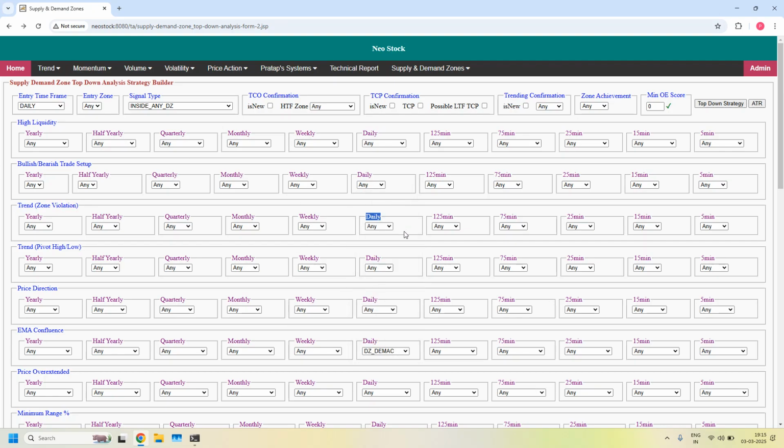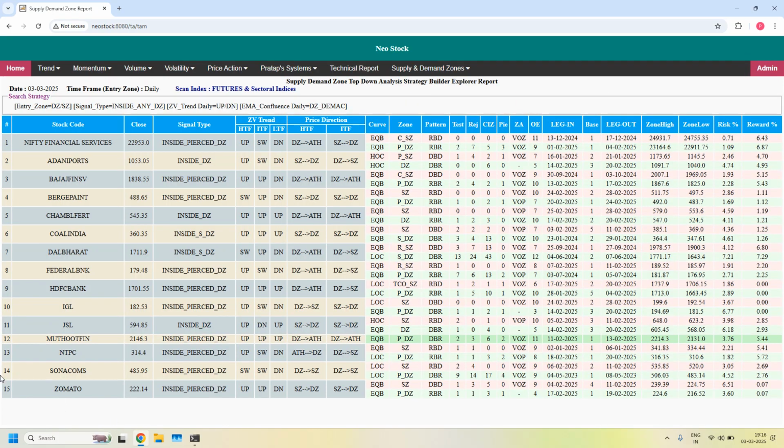Trend on the daily should not be sideways. It can be up or down. With these filters, the list has come down to 15. Out of 89, we got only 15 stocks with daily demand zones having daily EMA confluence.